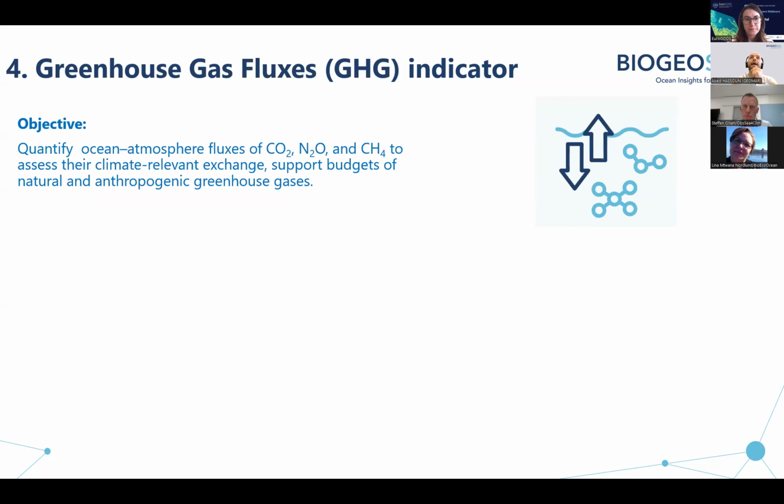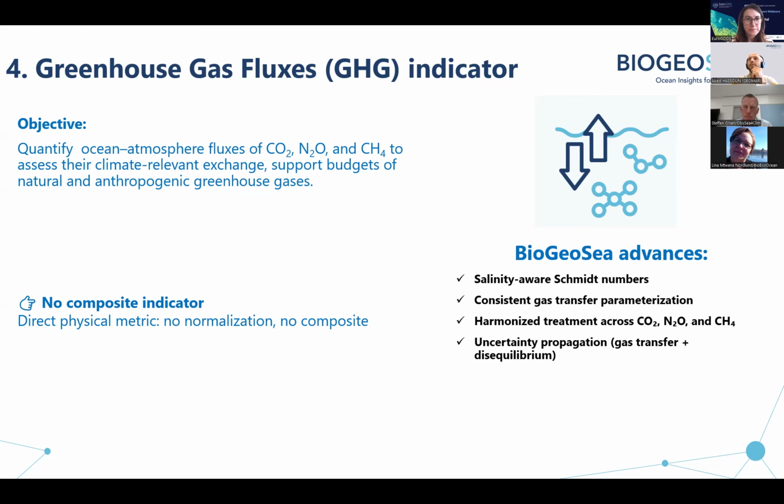We are trying to be in line with these frameworks, and we work across models and observations for this indicator as well. For the greenhouse gas fluxes, the objective is to quantify the ocean-atmosphere fluxes for carbon dioxide, methane, and nitrous oxide to assess their climate-relevant exchange, to support budgets of natural and anthropogenic greenhouse gases. Also here, we are not developing a composite indicator because they are direct physical metrics, so no normalization, no composite.